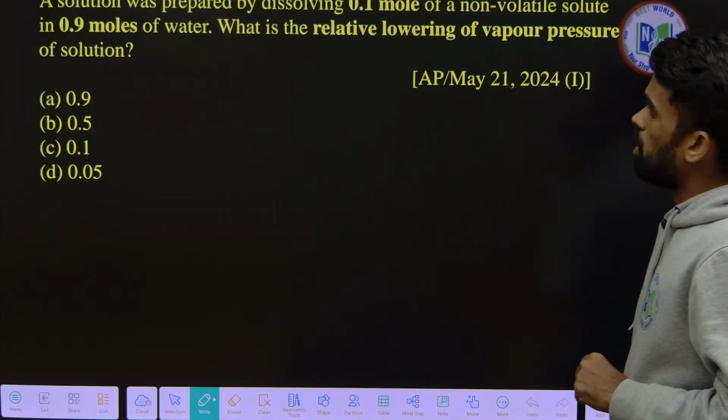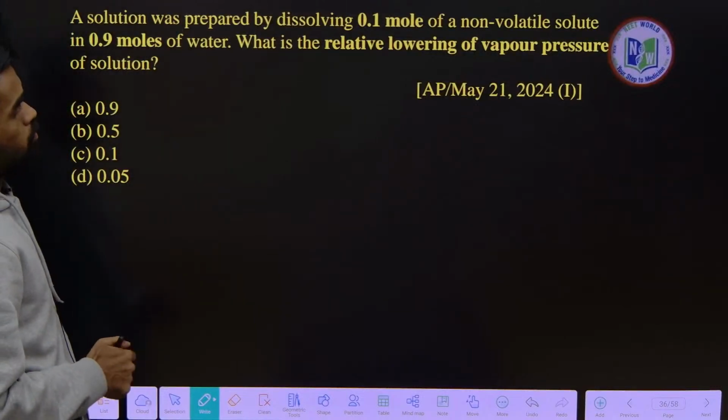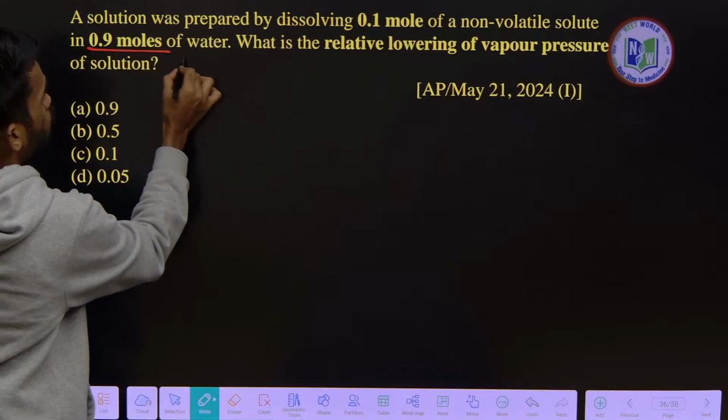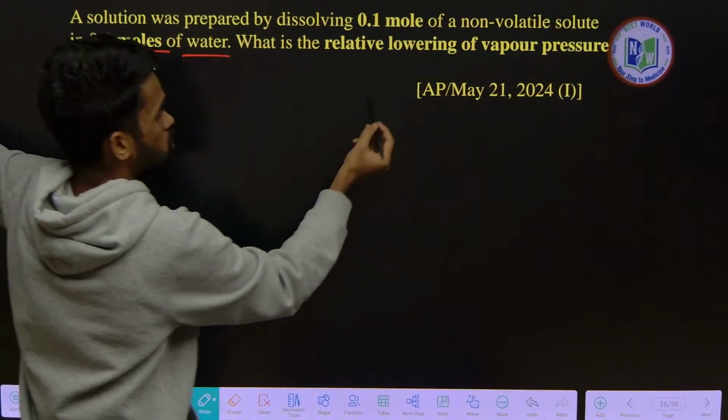Next. Can you answer me this question from EAPCET again? A solution was prepared by dissolving 0.1 moles of non-volatile solute in 0.9 moles of water. What is the relative lowering of vapor pressure? RLVP based question, very important.